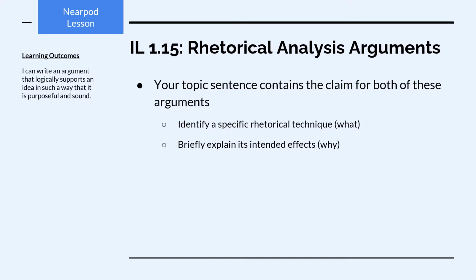In a rhetorical analysis essay, the body paragraph topic sentences need to identify a specific rhetorical technique and briefly explain its intended effects. So what you're doing there is you're giving the claim for the what, does the writer do, and briefly giving a claim for the why, does the writer do it.